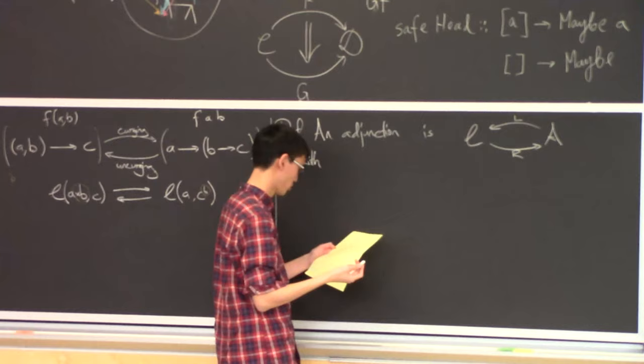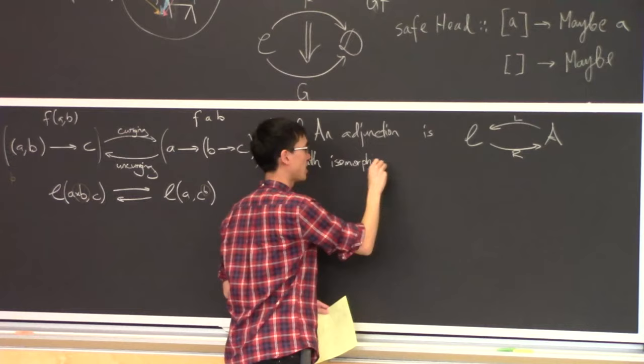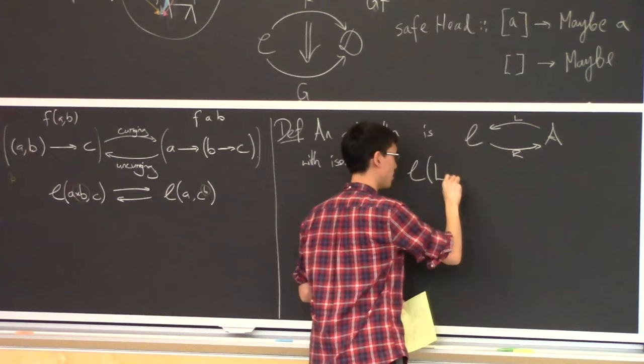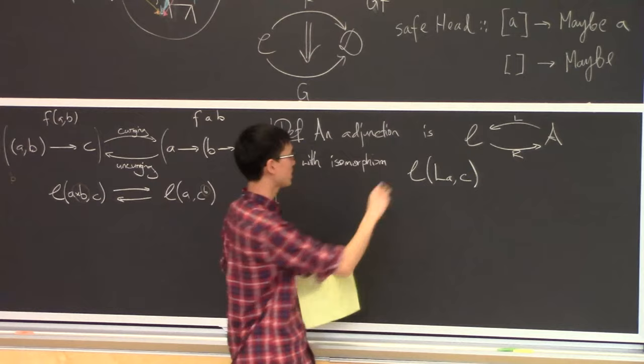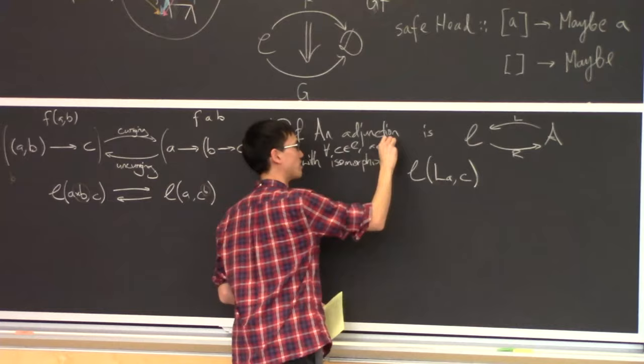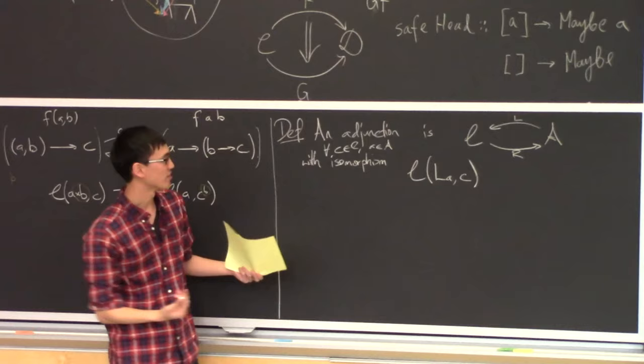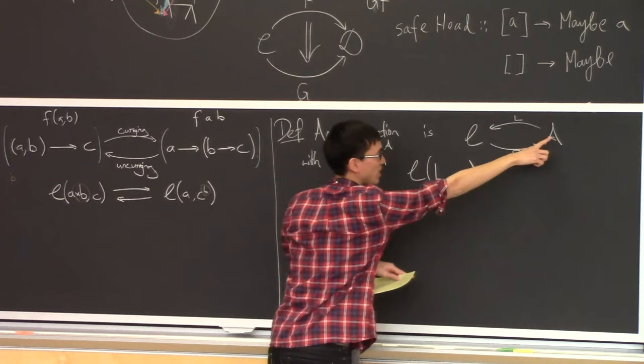isomorphisms. For every object A in A and C in C, we get these isomorphisms from the set of morphisms. So we have a C in C, and we have an A in A. These are objects, and now we're trying to relate these two objects, but they're in different categories. So I can relate them in C by using this functor L and putting this A into C. And so I get this problem set.